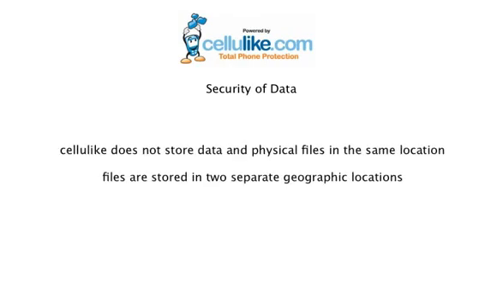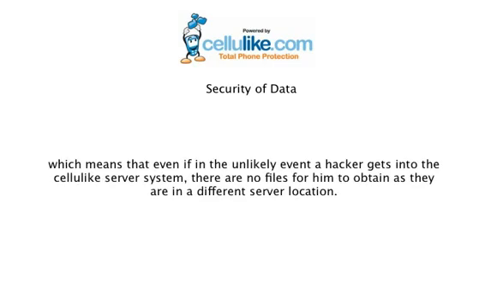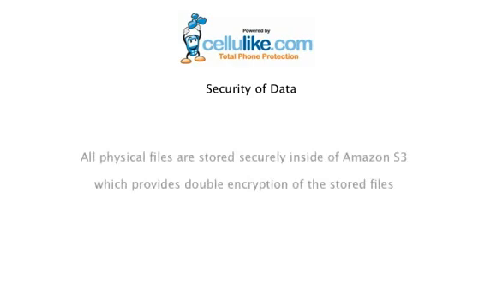Unlike most other companies offering similar backup systems, Cellulike does not risk storing physical vCard data in the same location, even if the vCard data is encrypted, meaning that in the unlikely case that a hacker compromises the user's database, there are no physical files to be accessed, hence reducing the exposure of the physical data. In fact, we do not even store physical files on the same network as the user's data. All our data is stored safely inside Amazon S3 and is double encrypted.